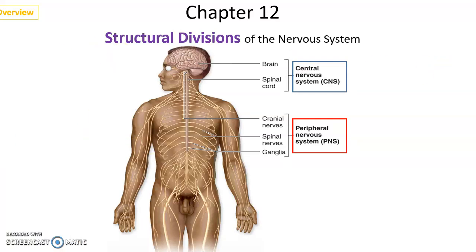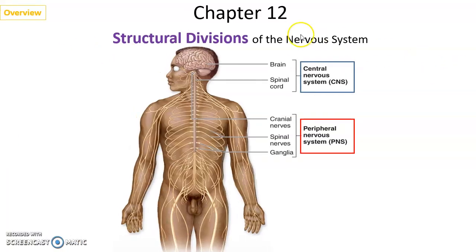When you look at the nervous system, you can break it up into two structural divisions. The first division is the central nervous system. The central nervous system consists of the brain and the spinal cord. Then the second division is the peripheral nervous system. The peripheral nervous system consists of the cranial nerves, which are nerves coming off of the brain, and spinal nerves, nerves coming off of the spinal cord, and also little bulbous structures called ganglia, which we'll talk about more later.